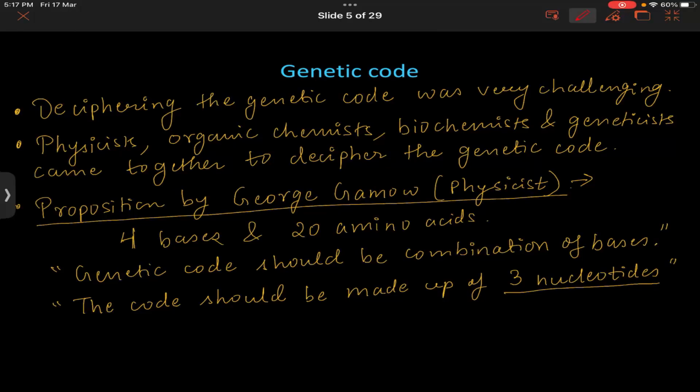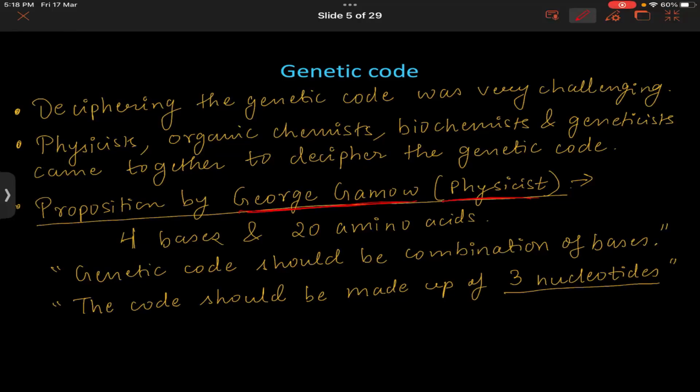So people from different disciplines like physicists, organic chemists, biochemists, geneticists, they all had to come together and work together to understand the basis of the genetic code. So there was a physicist named George Gamow, who proposed the following.